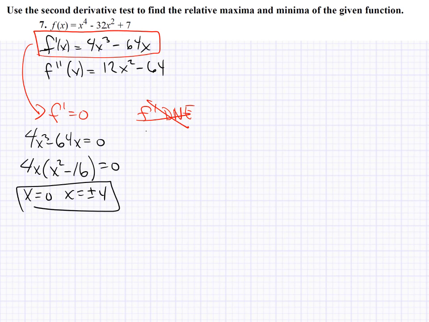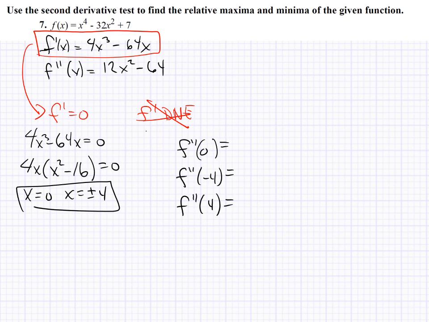Then I'm going to take those 3 critical numbers and plug them into the second derivative. So I'm going to find f double prime of 0, f double prime of negative 4, and f double prime of positive 4. And what I get out of this will tell me whether or not each of these values will result in a max or a min.